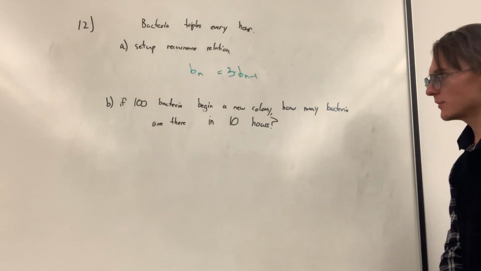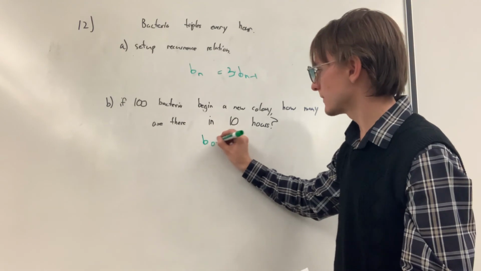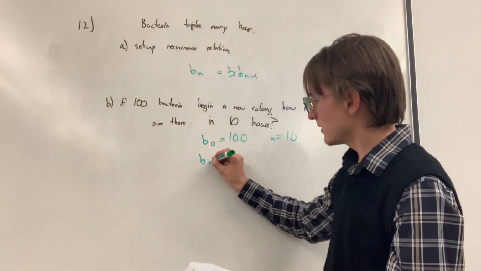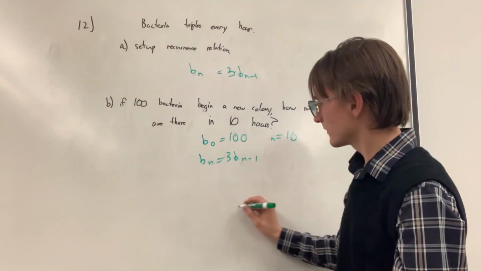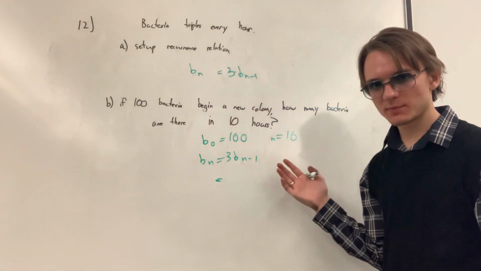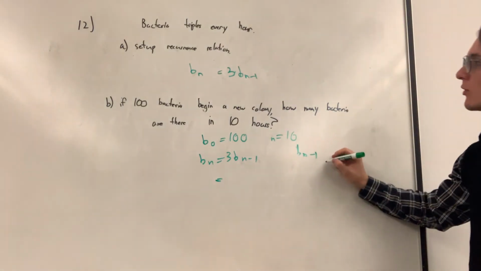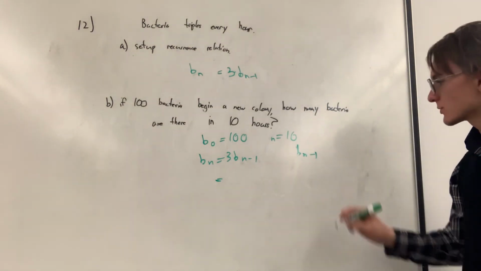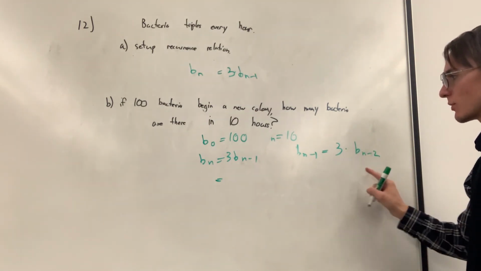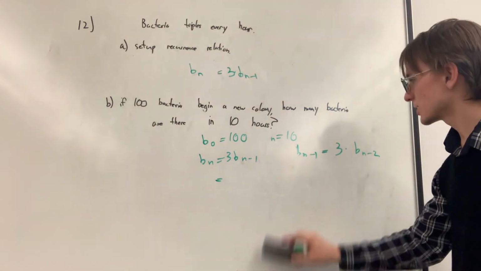Part B, if 100 bacteria begin in a colony, how many bacteria are there in 10 hours? Well, our initial condition is 100, and we have that n is equal to 10. We know B of n is equal to 3 times B of n minus 1. We replace B of n minus 1 with whatever B of n minus 1 might be. We expand it in a sense. B of n minus 1 will be this expression with all n's replaced with n minus 1. This is equal to 3 times B of n minus 2. So let's expand B of n minus 1 with this expression here.